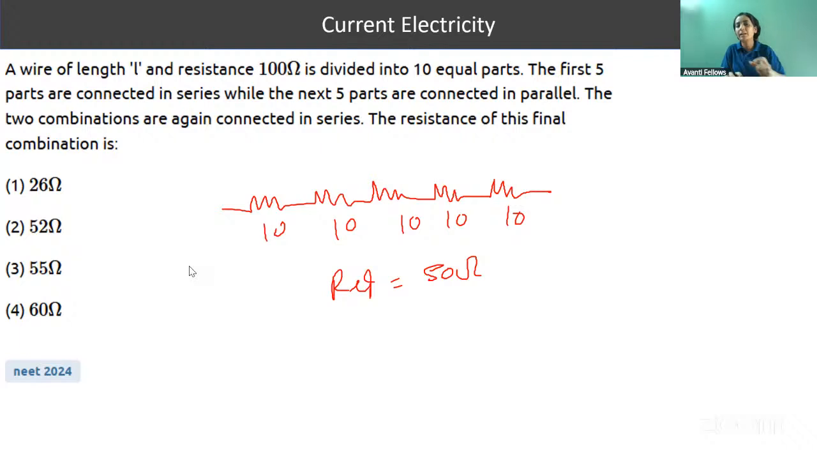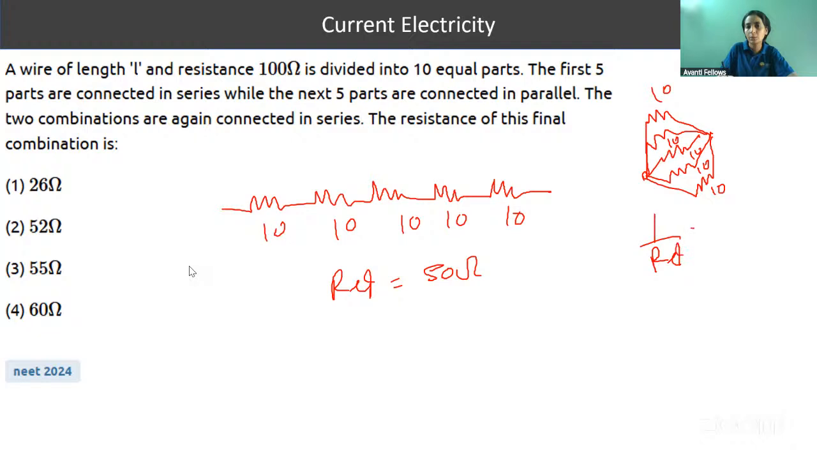और रेस्ट 5 को हमने क्या किया? रेस्ट 5 वी कनेक्टेड इन पैरेलल. सो लेट्स कनेक्ट देम इन पैरेलल. So we are connecting them in parallel like this. ठीक है. सो 10 10 10 इन पैरेलल. सो इसका इक्विवेलेंट क्या होगा? 1/r इक्विवेलेंट क्या लिखोगे? 1/10 प्लस 1/10 प्लस 1/10 प्लस 1/10 प्लस 1/10. So this is equal to how much? 5/10. So r equivalent is equal to 2 ohm.